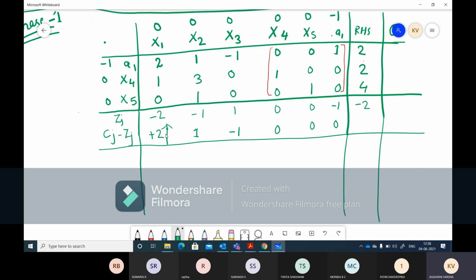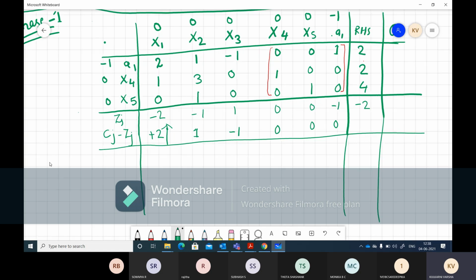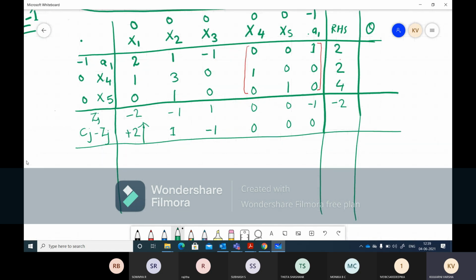So it will go into the next iteration. That means what will go into the next iteration? X1 will go into the next iteration, right? Now as X1 will go into the next iteration, we have to find out which one will be leaving, either A1 or X4 or X5. So for that we need to calculate the theta, right? So we need to find out the minimum theta. So calculating the theta in this column.